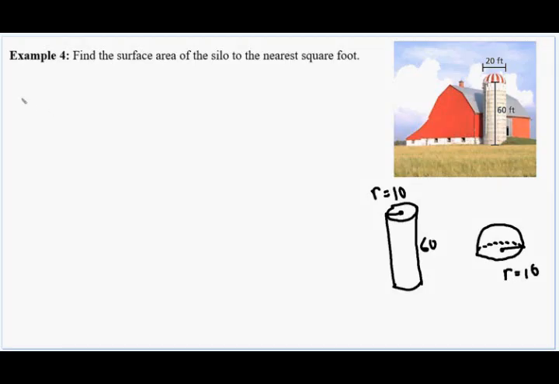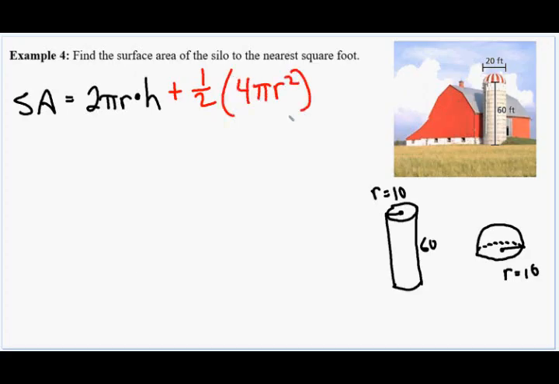So our basic surface area is going to be the lateral surface area of the Pringles can, the cylinder. That is 2 pi r times the height. And then we're going to add to that 1/2 of our surface area of a sphere, 4 pi r squared. Okay, and we can see here in the picture, the height of our cylinder is 60 feet. We've already established radius is 10. So let's plug those values in.